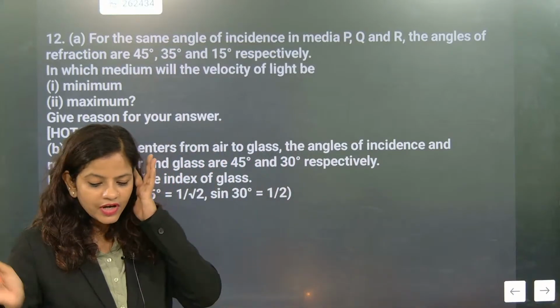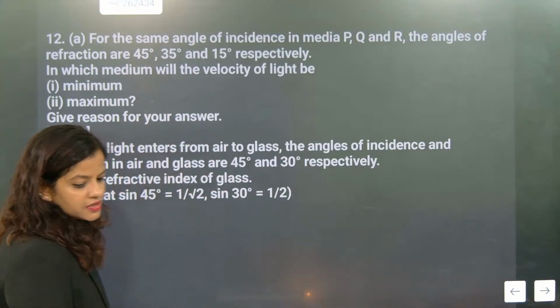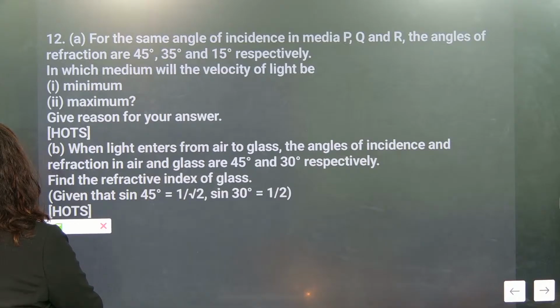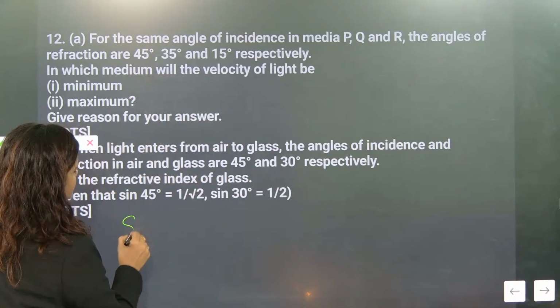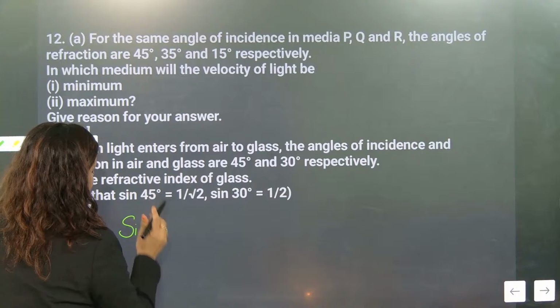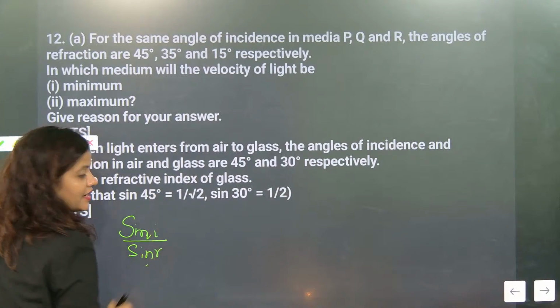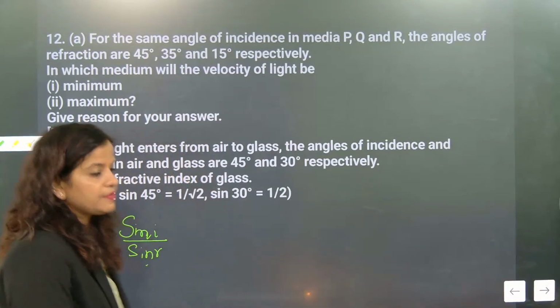So first what we are going to do, we know that Snell's law is sin I by sin R. So first we are going to write Snell's law: sin I by sin R, and that will be equal to n. Done?